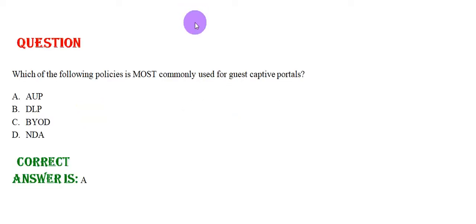Which of the following policies is most commonly used for guest captive portals? Option A, AUP. Option B, DLP. Option C, BYOD. And option D, NDA. The correct answer is option A.